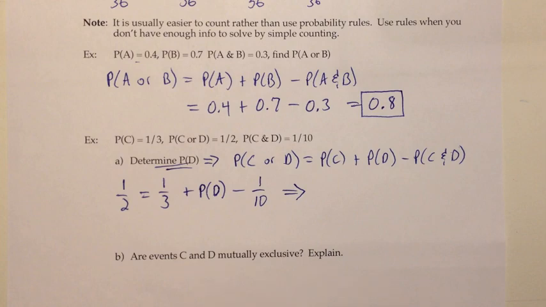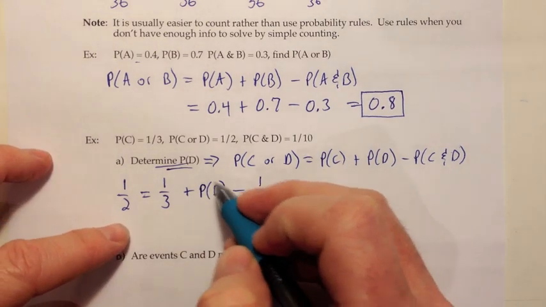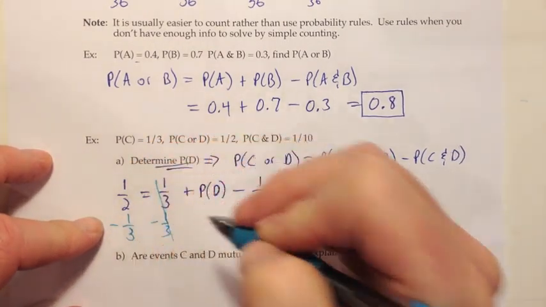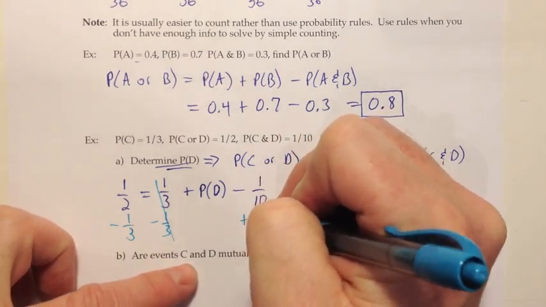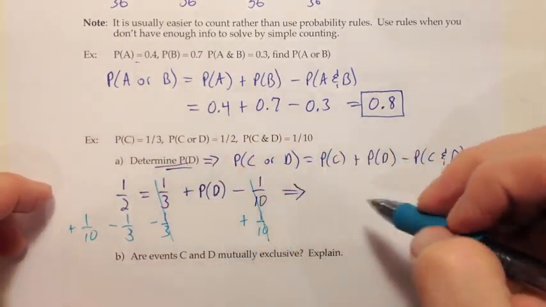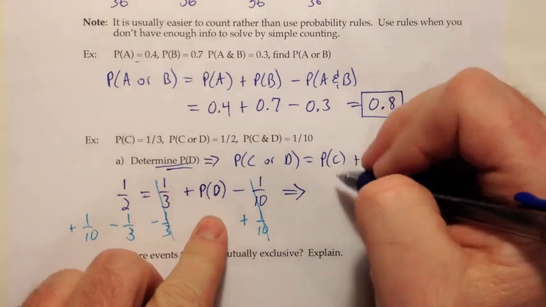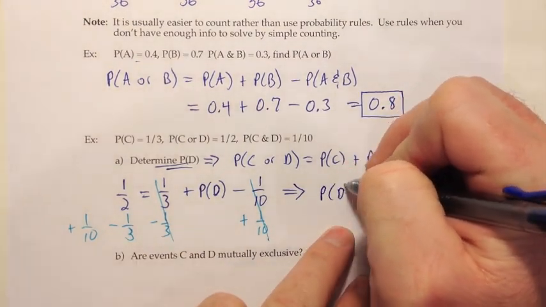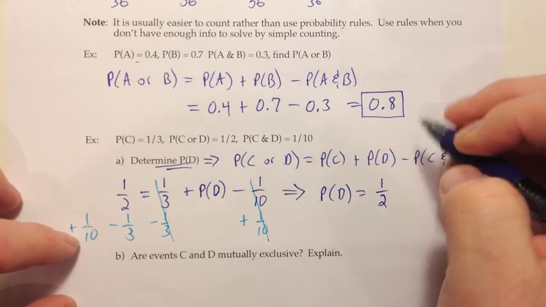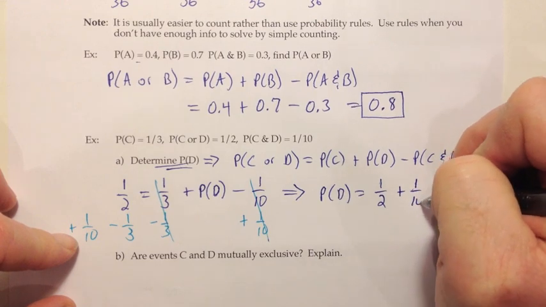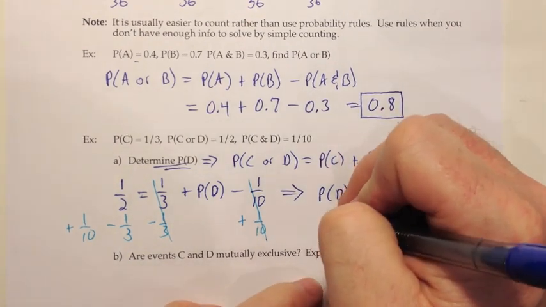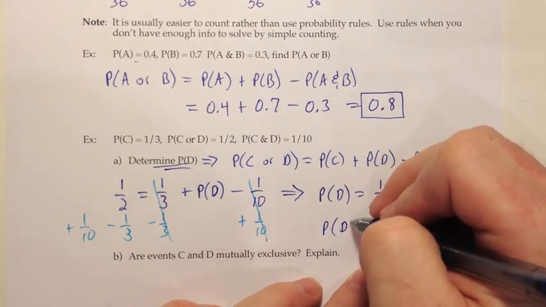And so what I would want to do here is a little bit of algebra to rearrange. To get this P of D by itself, I could subtract 1/3 from both sides. That would cause these to cancel. I could add 1/10 to both sides to cancel these out. And then what would I have? This P of D would now be by itself. On the other side I had the half that was already there, the 1/10 that I just brought over is now positive, and the 1/3 that I brought over is now negative. And then what do you need to add and subtract all three of those fractions?